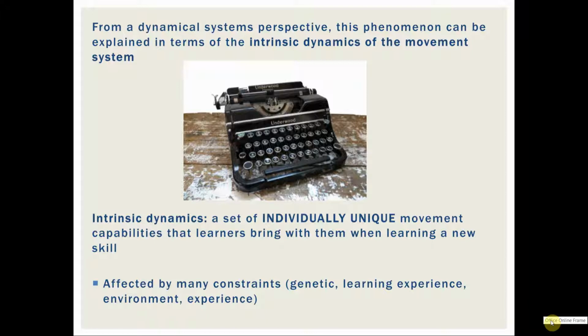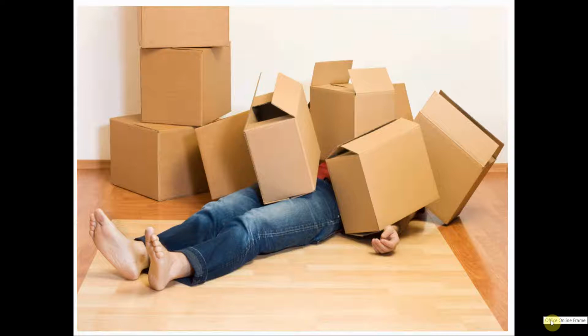If someone's learning how to type and they have plenty of experience on a typewriter for some reason, they've got intrinsic dynamics that would match the task of learning to type on a more modern keyboard. And of course, intrinsic dynamics are hugely affected by many constraints. Right? They're affected by someone's genetics, by someone's learning experience, by someone's environment, or someone's experience with a particular task.